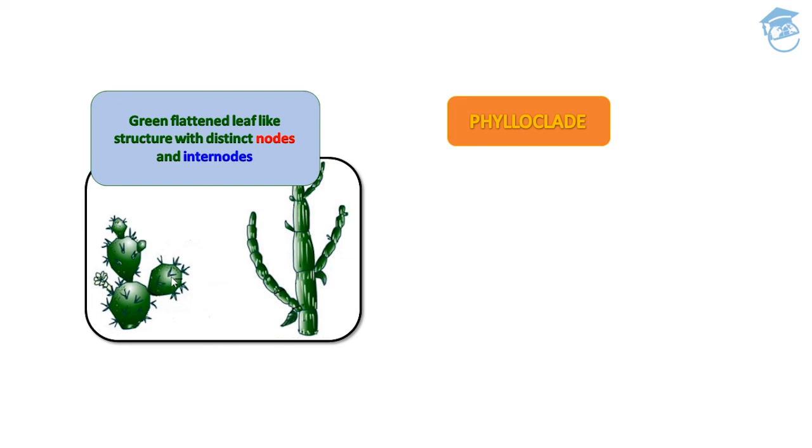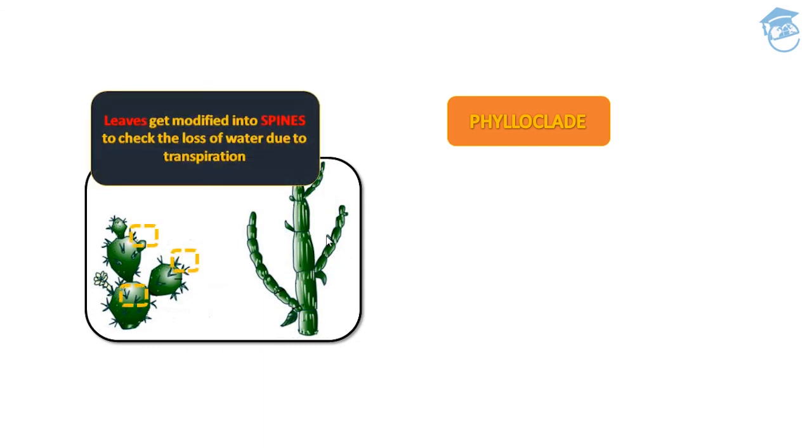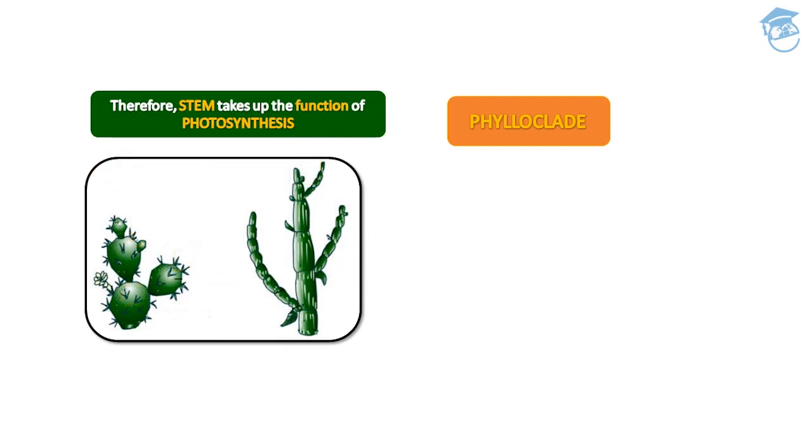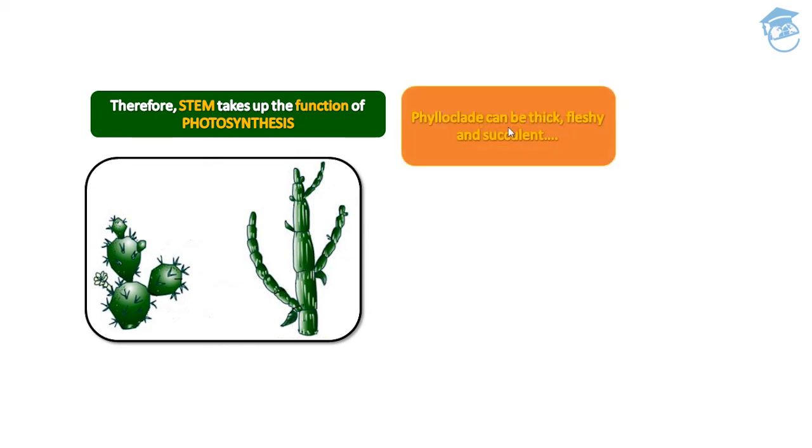See, this is the node from where a thorn has arisen, and the space between two nodes is called the internode. And these are the internodes, as you can see. So leaves get modified into spines to check the loss of water due to transpiration. That's why such plants occur in desert areas. To reduce transpiration, they get converted into spines. Therefore the stem takes up the function of photosynthesis because it is green. Phylloclade can be thick, fleshy, and succulent.